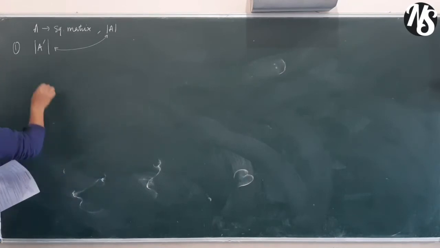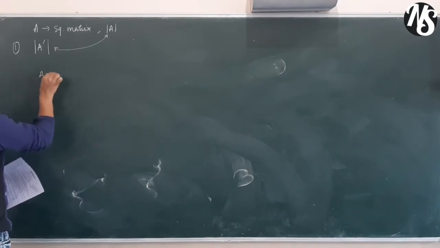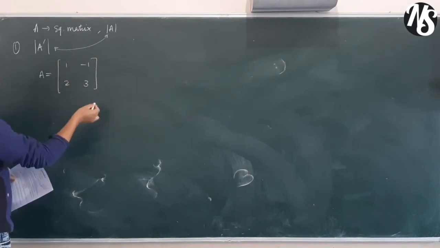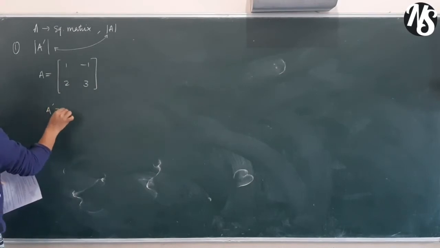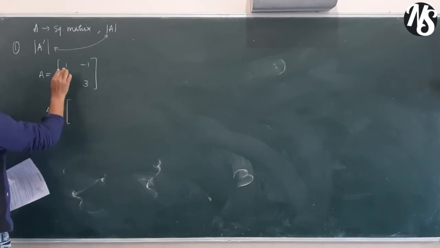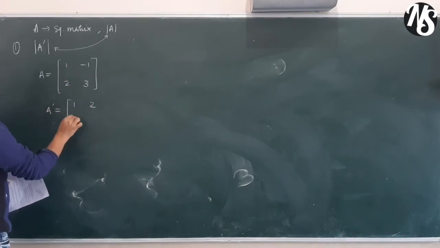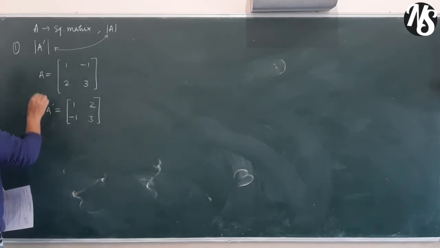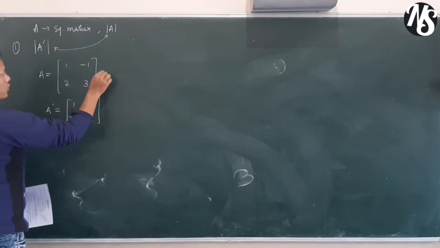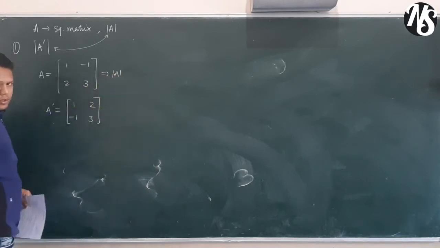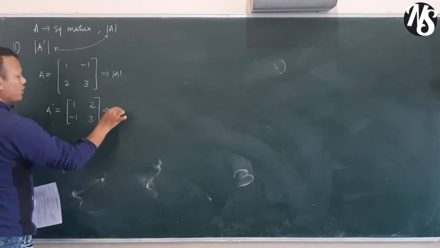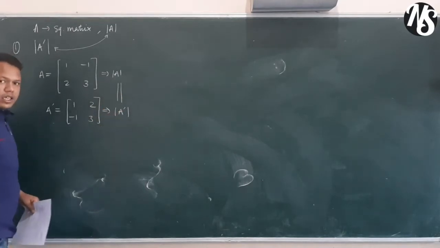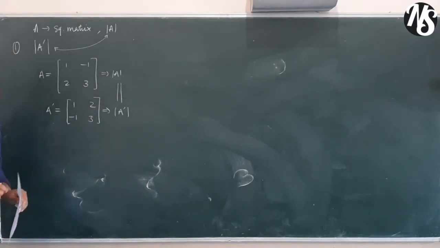Okay, so for example, if I give you any matrix A, for example 1 minus 1 2 3, then its transpose obviously will be A dash, right? So A dash will be, see here carefully, 1 2 becomes the first row and you get minus 1 3 as the second row. Now this is A, this is your A dash. Now I want you to find the determinant of this matrix and the determinant of that one. You will find that these two will be equal to each other. Okay, so this is the first property.